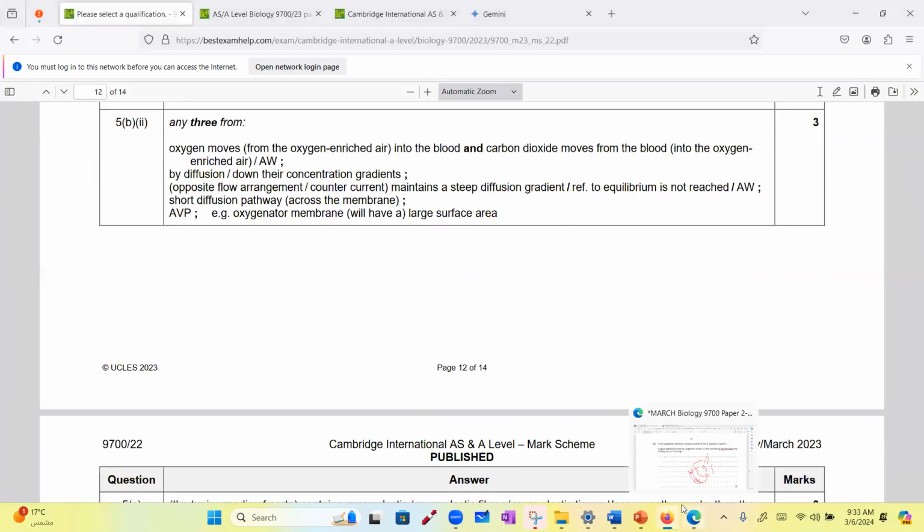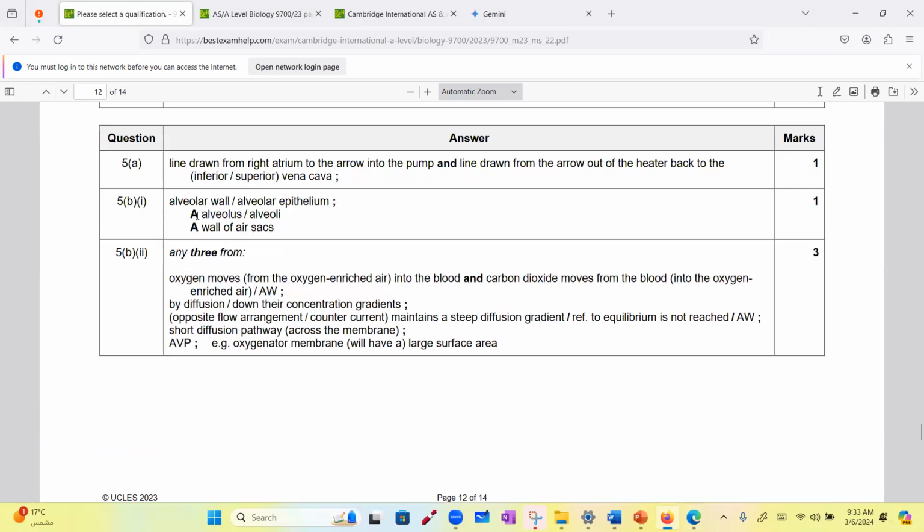Well, the oxygenator is taking the place of the alveoli. Okay? So see, here the oxygenator is in replacement of the alveoli. Fine?